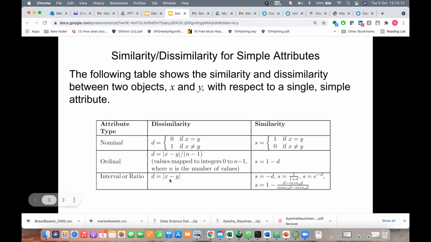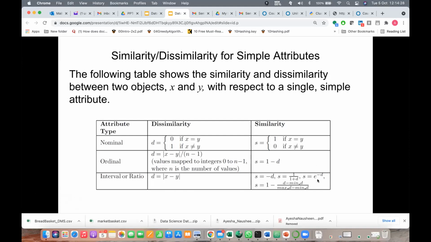Then interval and ratio, it is easy to compute. They are intervals, so we know the difference between those two. Just get the difference, then you'll get dissimilarity. Then similarity may be s equal to minus d, or 1 minus d, or s equal to 1 by 1 plus d. All these things you can take.